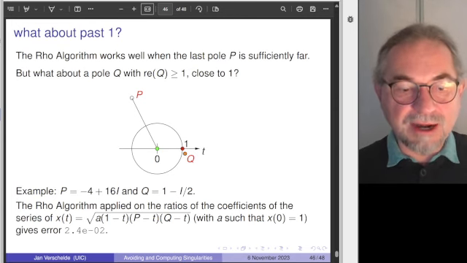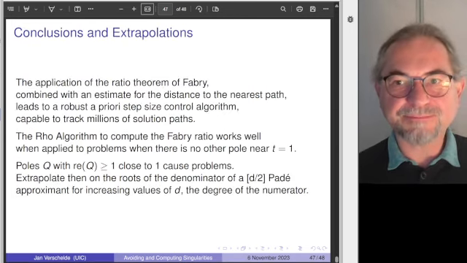Okay, I'm close to an hour. I hope that this is not too confusing.